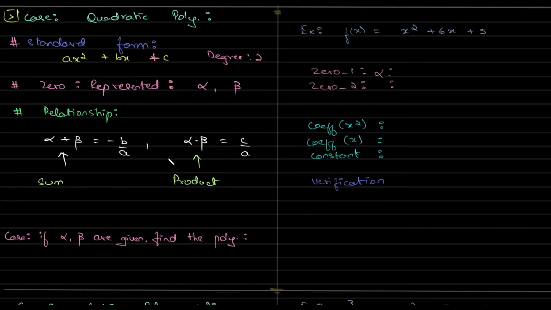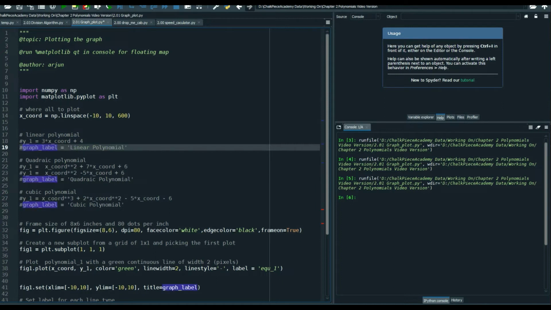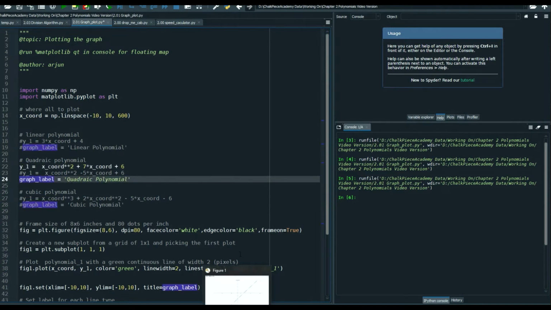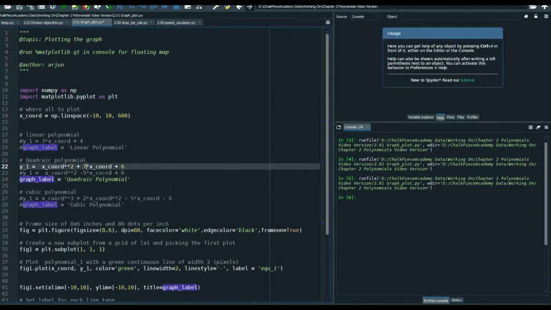So again, as usual, we'll use our examples to understand it a bit better. So here I have example f of x, the degree is 2, so it's a quadratic polynomial, x square plus 6x plus 5. So here alpha and beta, we can find it with the help of our graph. We need quadratic polynomial, and the polynomial happens to be x square plus 6x plus 5.